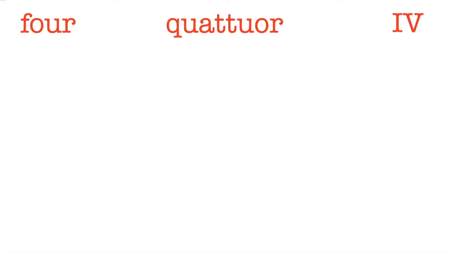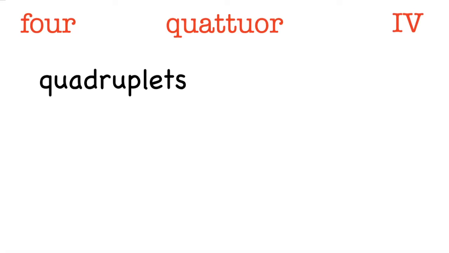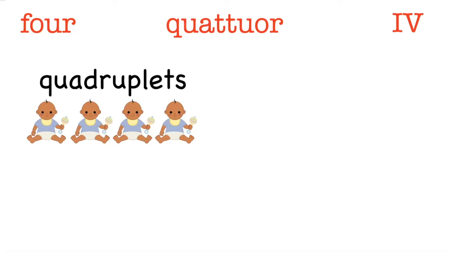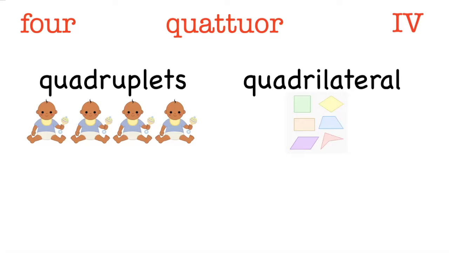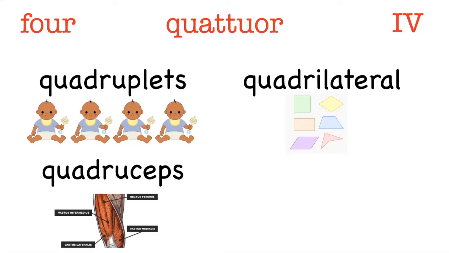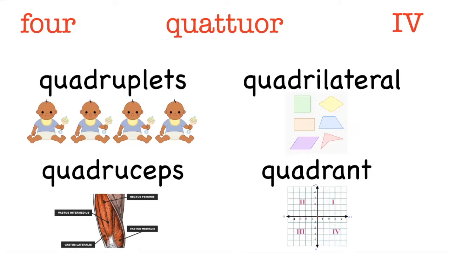Now for our English derivatives, those 2 T's are going to become a D, so quad is really going to be our prefix. So quadruplets is 4 babies at the same time. A quadrilateral is any 4-sided figure. Quadriceps, often called quads, is a muscle group made up of 4 muscles. And a quadrant is when you have your x-axis and your y-axis, and it makes those 4 quadrants on the graph.